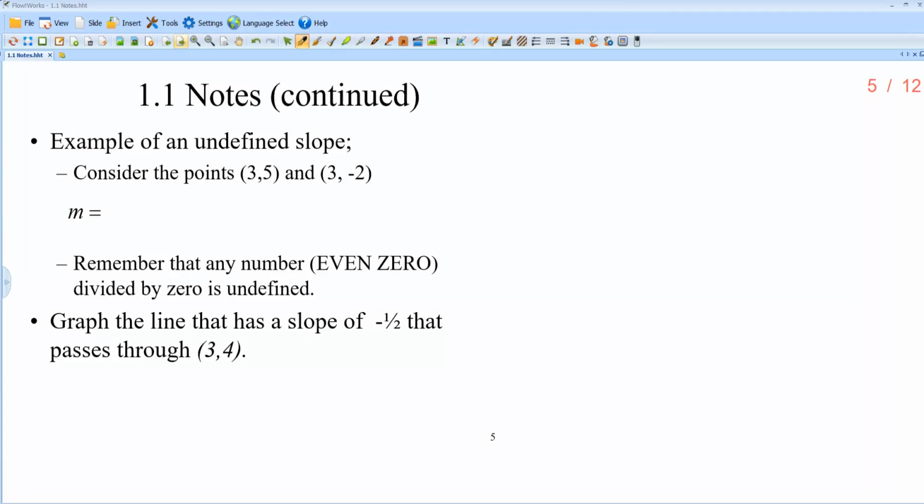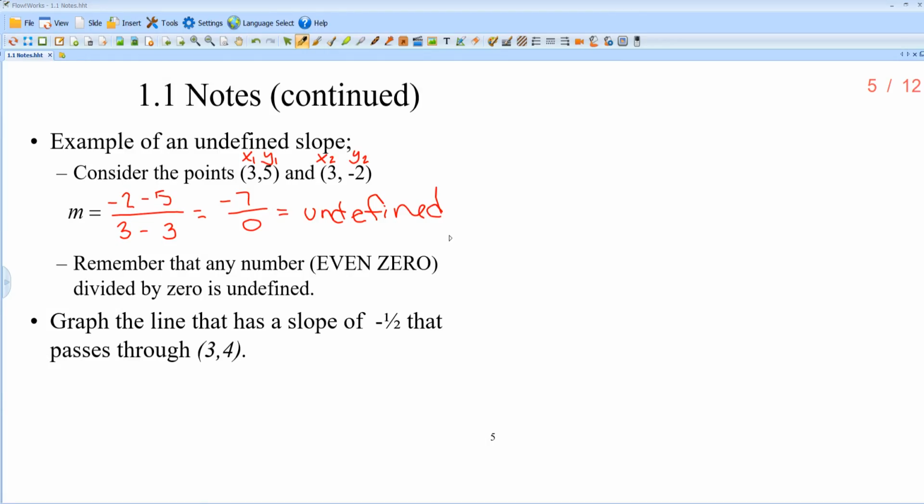All right, moving forward, some examples of an undefined slope. I am going to do a little example here, fun. So consider the points (3, 5) and (3, -2). So I'm going to have x1, y1, and x2, y2. Our slope is y2 minus y1, so -2 minus 5, over x2 minus x1, 3 minus 3. That gives me -7 on top, 0 on bottom. Anytime you get this 0 on bottom, our answer is that the slope is undefined.